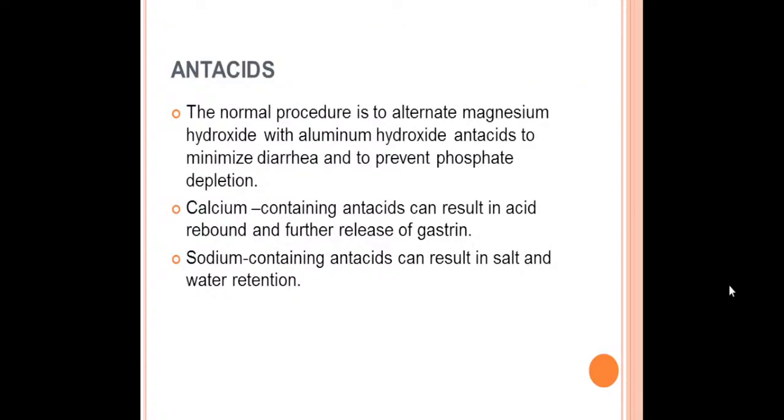But if there is severe pain and omeprazole alone has only a partial effect, maybe an antacid; the normal procedure is to alternate magnesium hydroxide with aluminium hydroxide antacids to minimize diarrhea and to prevent phosphate depletion. Calcium containing antacid can result in acid rebound and future release of gastrin. Sodium containing antacid can result in salt and water retention.